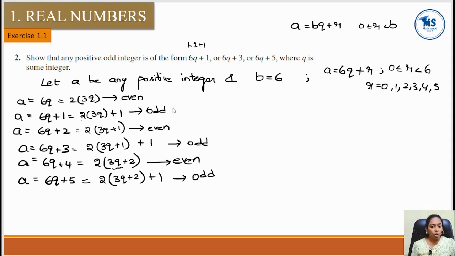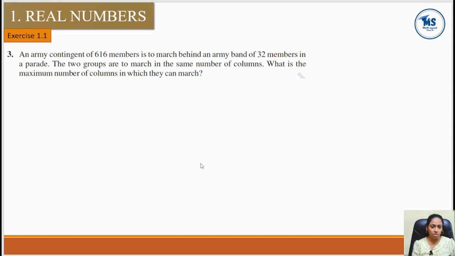So we got odd integers as 6q plus 1, 6q plus 3 and 6q plus 5. That's what they have asked us to prove, no? Show that any positive odd integer is in the form of 6q plus 1, 6q plus 3 and 6q plus 5. Hence proved, right? Then next question.